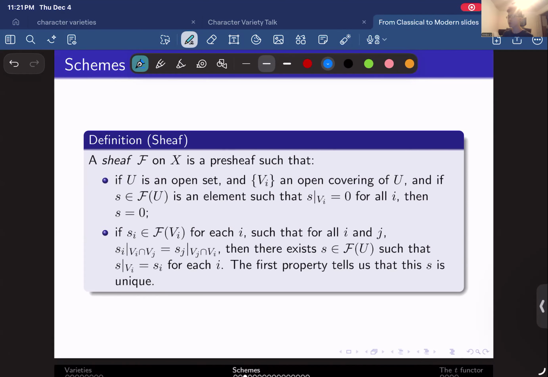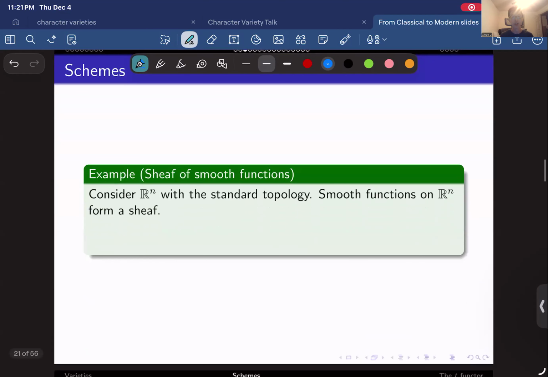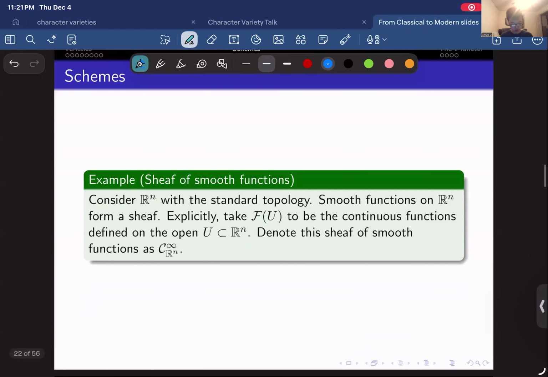And there's really an intuitive example for this notion of sheaves. For example, I can define the sheaf of smooth functions. Consider R^n with the standard topology, described by open balls, the one that you're very used to in a first course in analysis. Then smooth functions on R^n actually form a sheaf. Explicitly, I can take F(U) to be smooth functions defined on the open subset U inside R^n. And I denote this sheaf of smooth functions as C^infinity of R^n. This is one of the standard notations that people use.